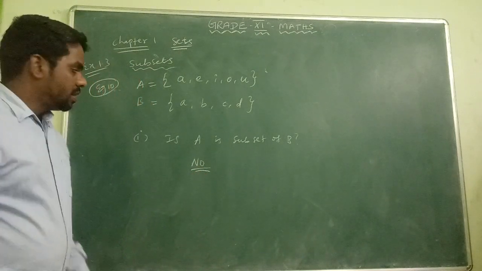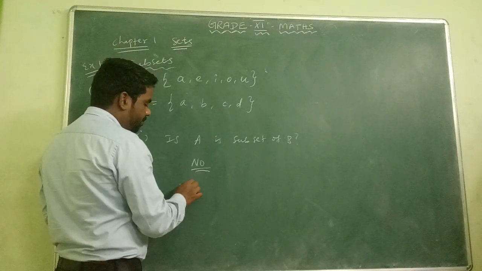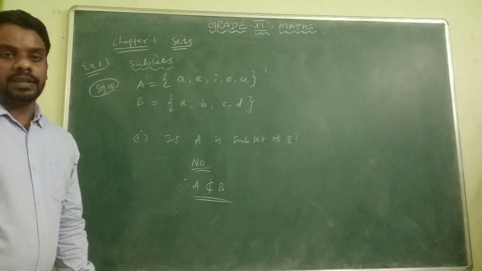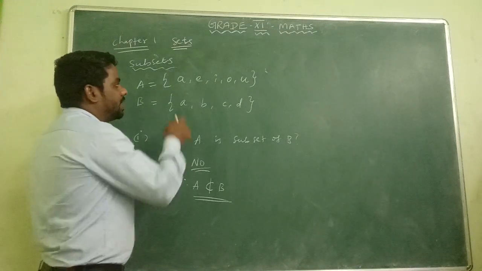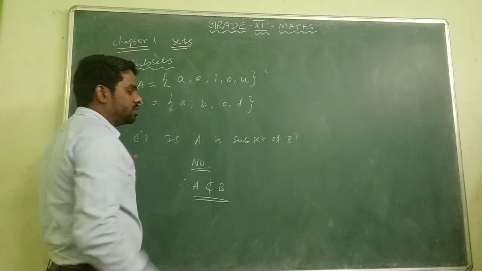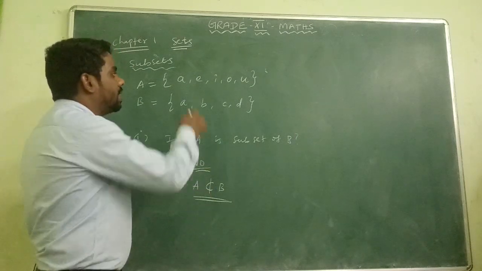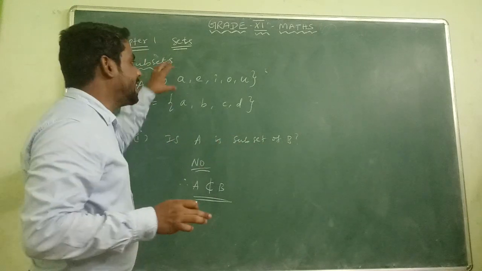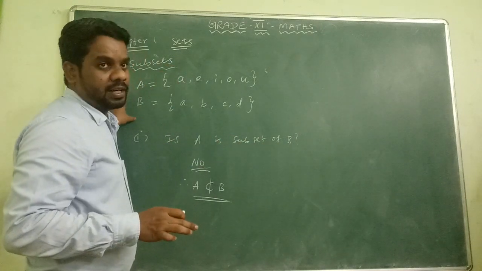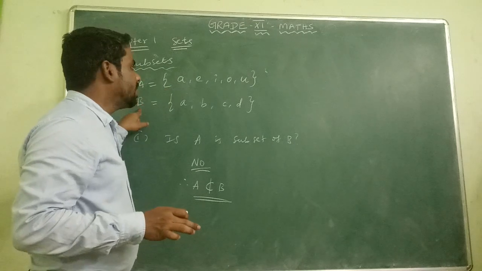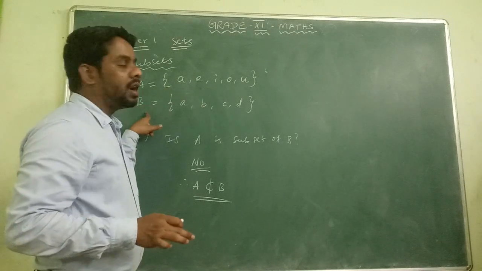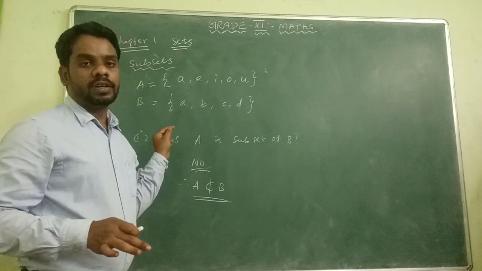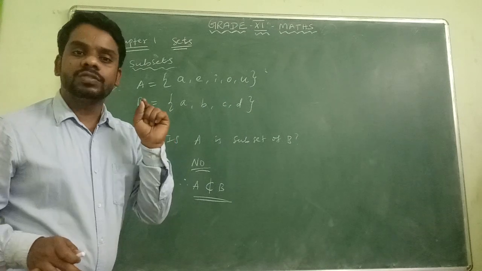What is the reason? A is not a subset, so therefore the answer is A is not a subset of B. Why is that? Here A has 5 elements: A, E, I, O, U. To know that A is a subset of B means all elements in A also belong to B. But here A belongs to B, but E does not belong to B, I does not belong to B, O does not belong to B, U does not belong to B. So only A belongs to both A and B.